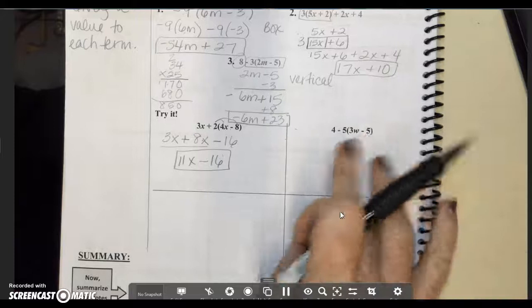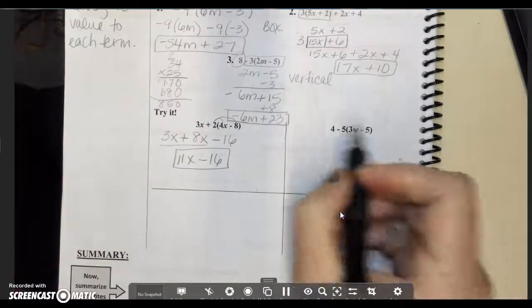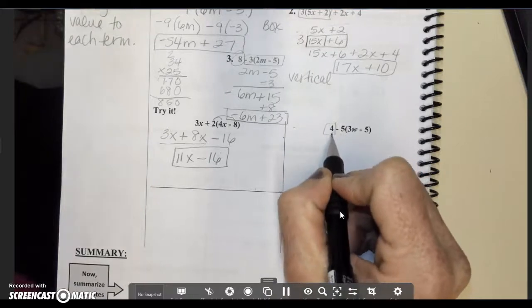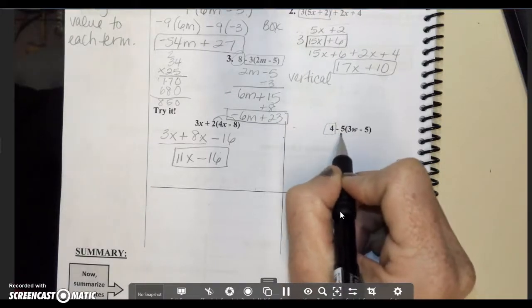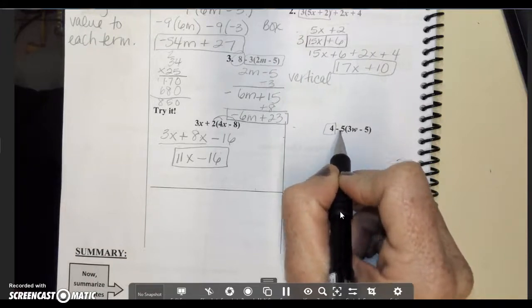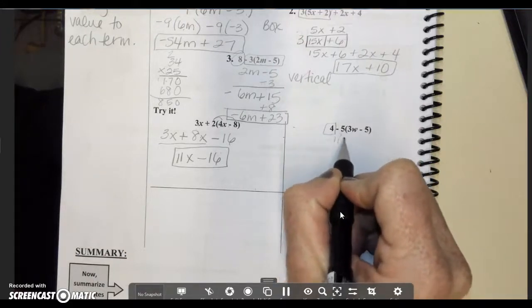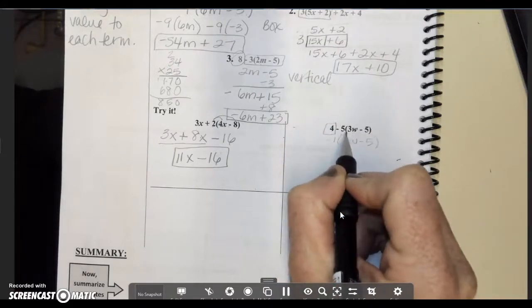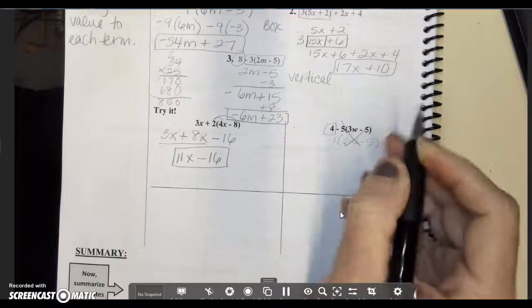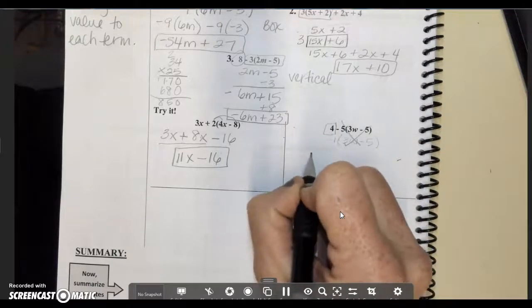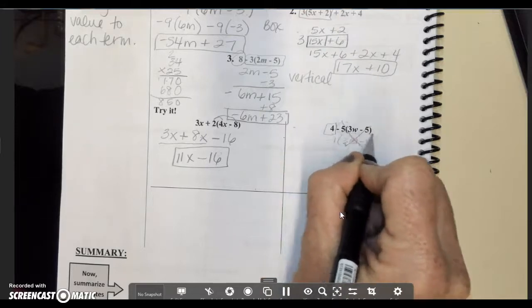This one I'm going to use vertical method. So again, I'm going to leave this 4 just for a second. Be very careful. A really common mistake in order of operations is that you'll want to do 4 minus 5 and get negative 1, and then multiply it by 3w minus 5. But we know from PEMDAS and from GEMS that is not correct order of operations. So be sure that you're doing this part first, the multiplication here.